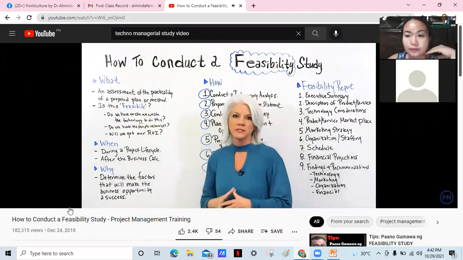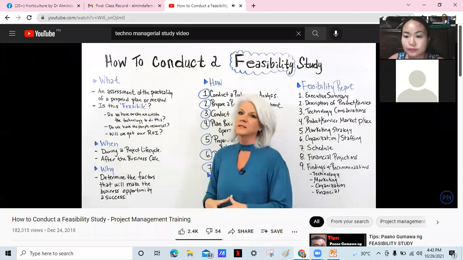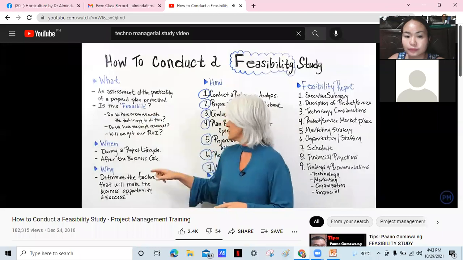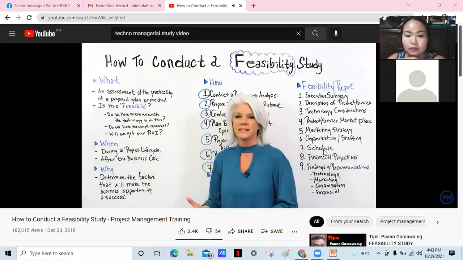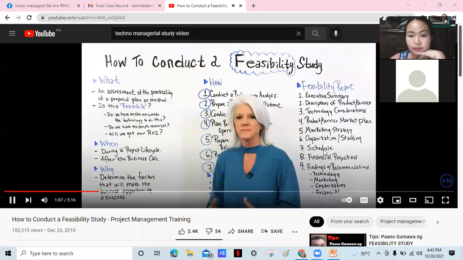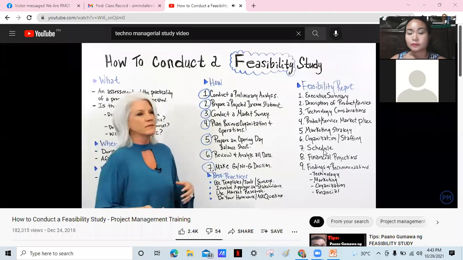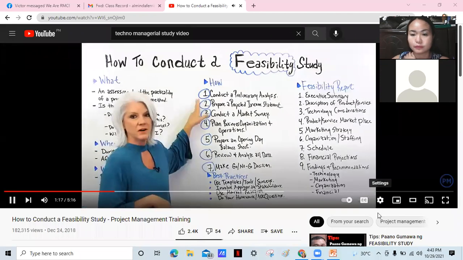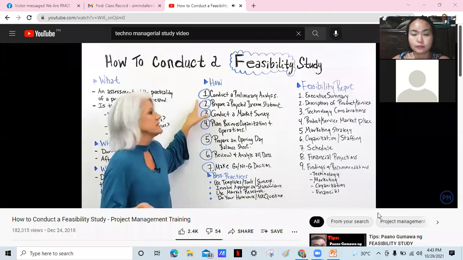Is it a product or service that we're proposing? So why do we do this? The reason we do this is because we need to determine the factors that will make the business opportunity a success. Well, let's talk about a few steps that we do in order to conduct the feasibility study. First of all, we conduct a preliminary analysis of what's involved in the business case and what we're trying to determine is feasible.